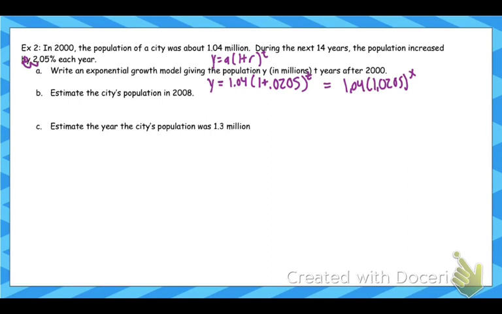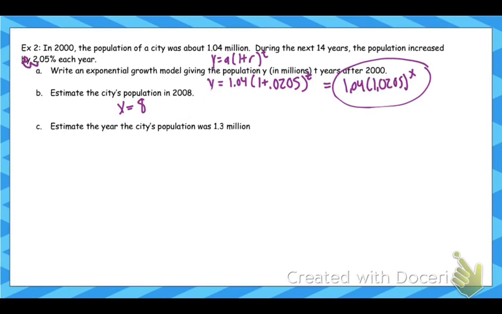So part B, estimate the city's population in 2008. That tells us what x is. That tells us the time. So 2008 is not the x value though, because again, this is based off of 2000. Each year past 2000 is how it's growing. So your x value here is going to be 8. Again, you can do this one of two ways. You can graph this equation, and then you could do YCal, and plug in x equals 8.